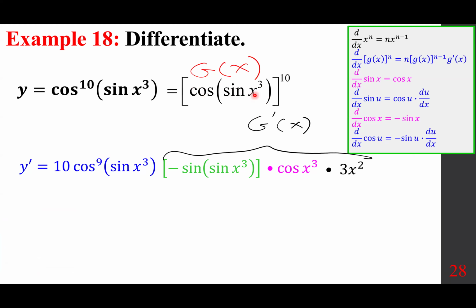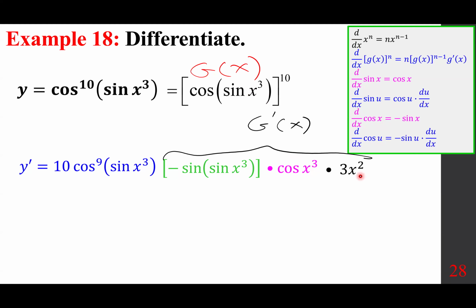The derivative of cosine, so you read cosine and pause. The derivative of cosine is negative sine. You have to have the same argument. Then you have to have the derivative of the inside, because if you look at cosine u, it's minus sine u du dx. What is the derivative of sine x cubed? Cosine x cubed times 3x squared.